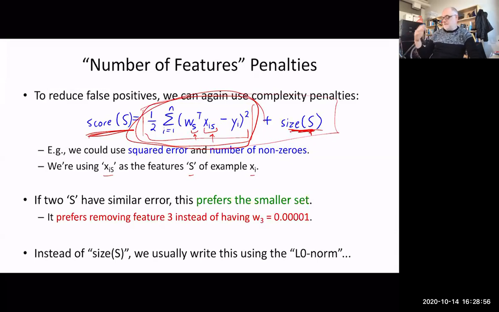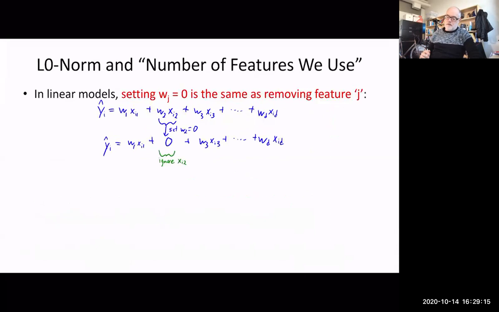For example, if you have some weight on a feature that's very, very small, and it doesn't really affect the score, it might choose to actually remove a feature. In other words, simplify the model rather than keep in a very low weighted feature. And instead of size S, which is a fine thing to write, we actually usually write L0 norm.